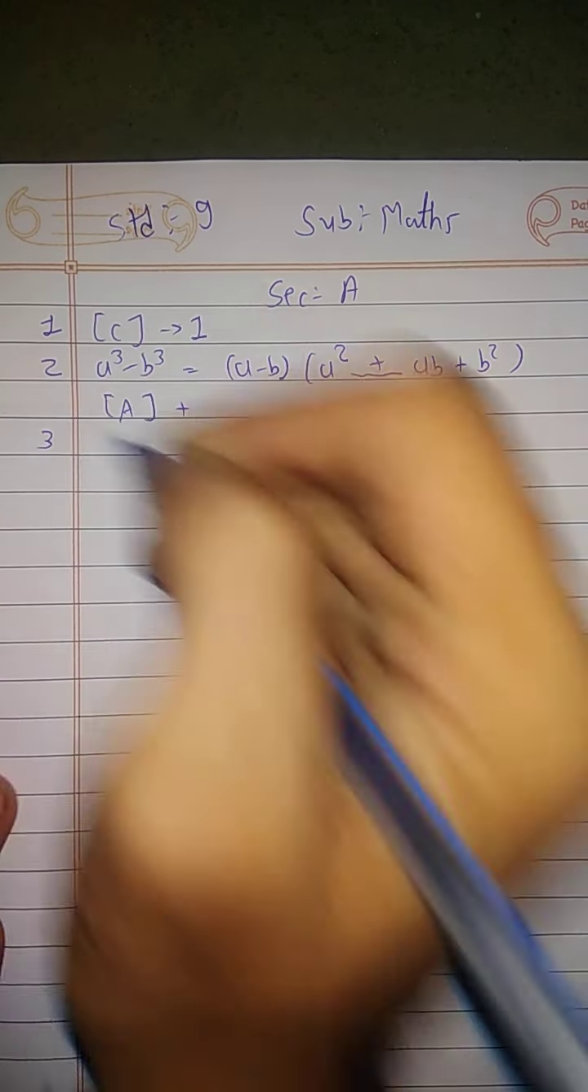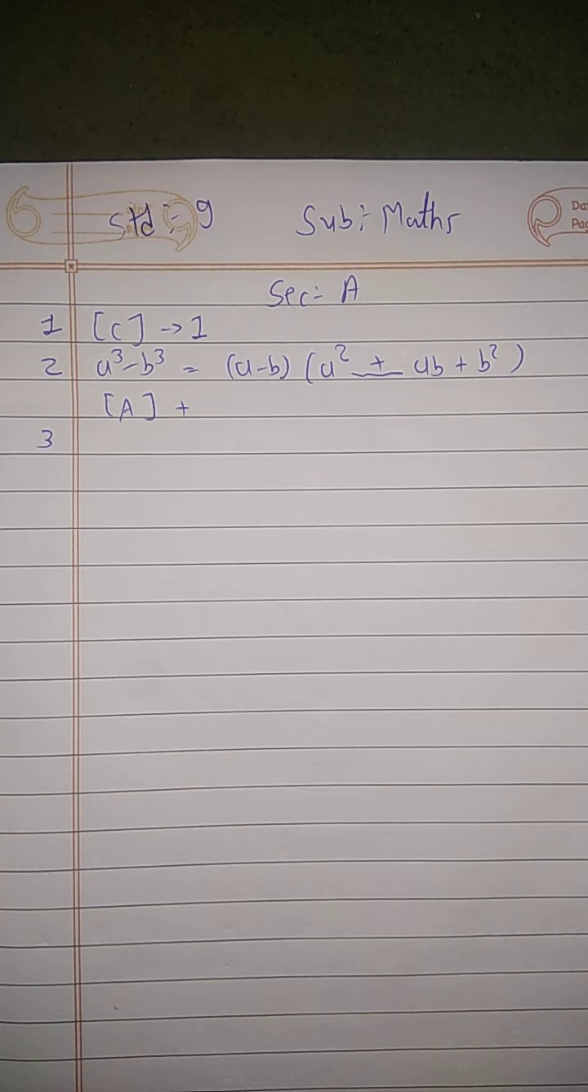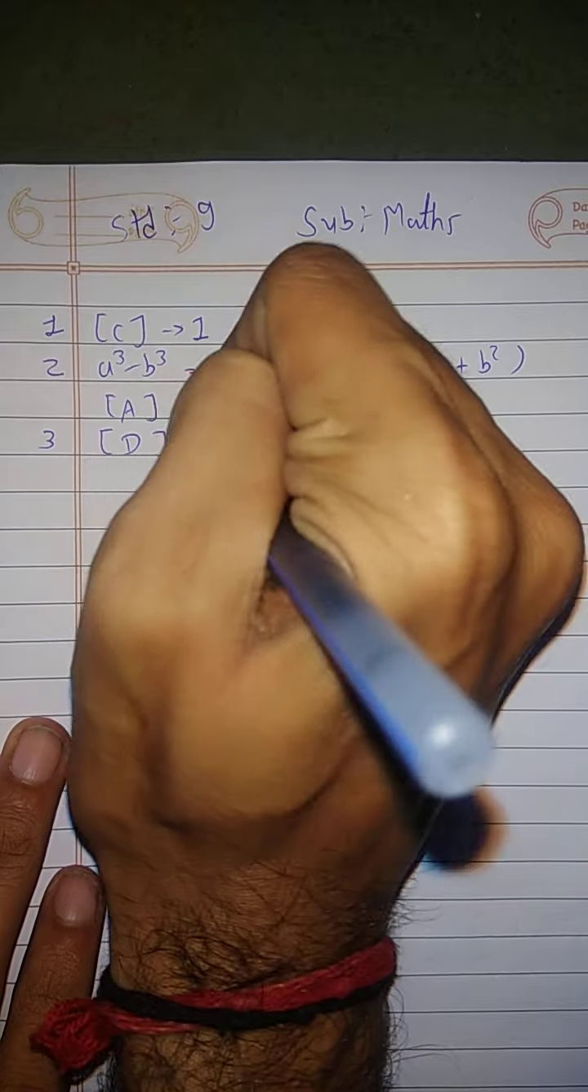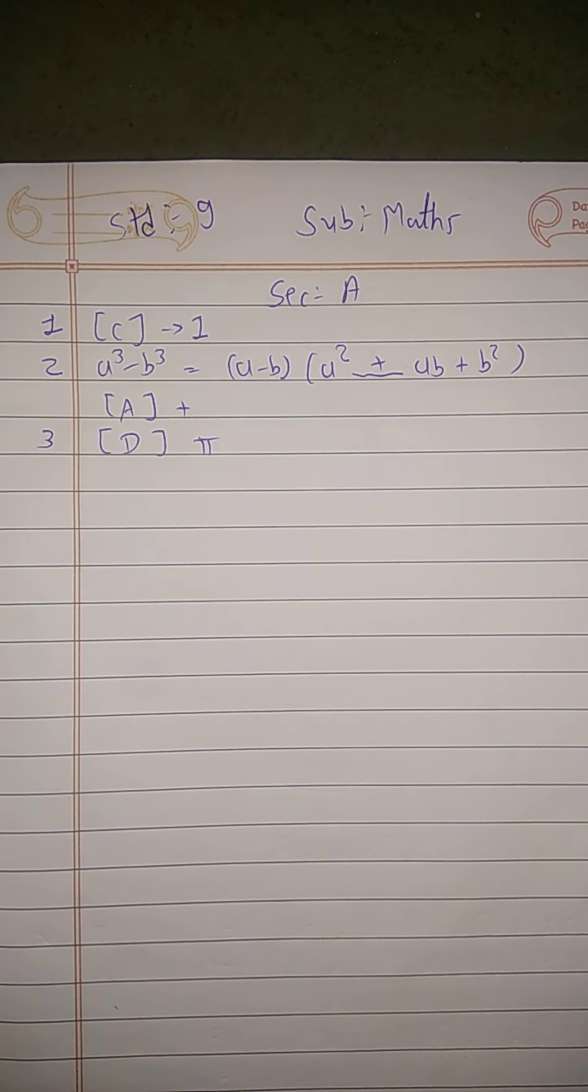And the third one is, which one is an irrational number? In that, option A 2, B 3, C -1 and D pi. So the correct answer is option D, pi, because pi is an irrational number.